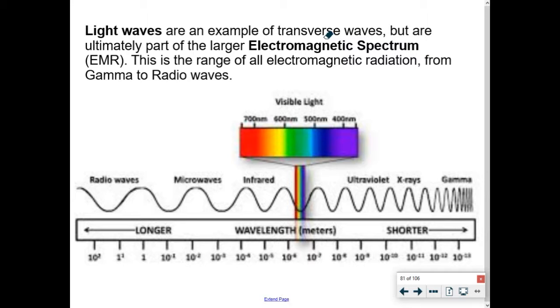These ones here are considered transverse waves, but it's kind of confusing because there's not actually something going up and down. We believe there are actually electric and magnetic fields going up and down. And that's a conversation for Physics 30, I guess.